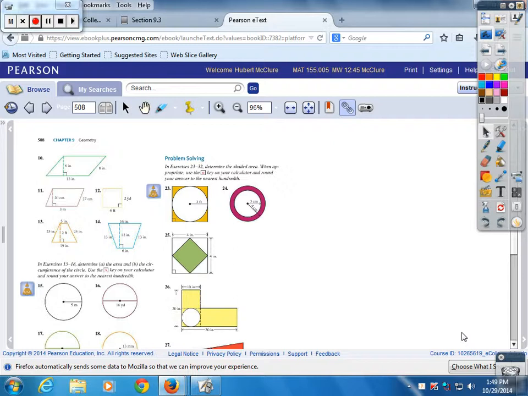Because what is a ring? What is a donut? Take the Danish and put a hole in it. What do you have? A donut. What is a ring? You take a whole circle, and you take out the middle, and you've got a ring.